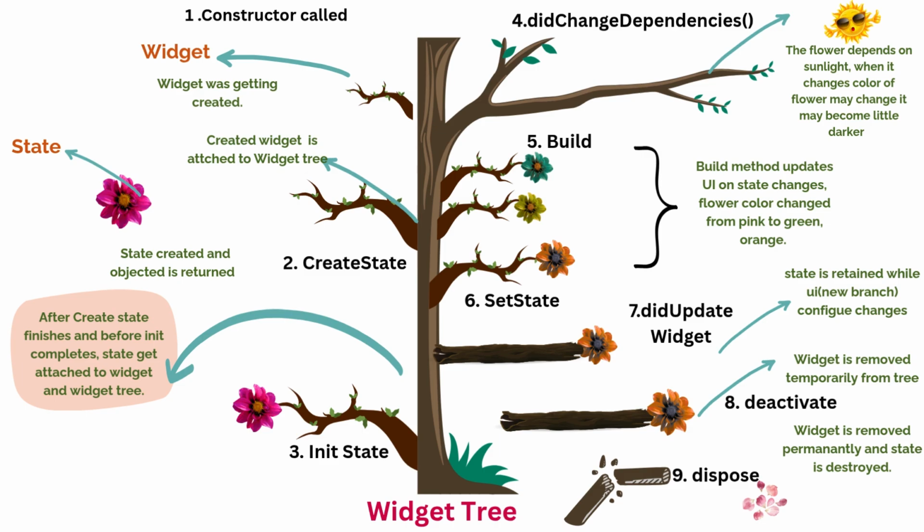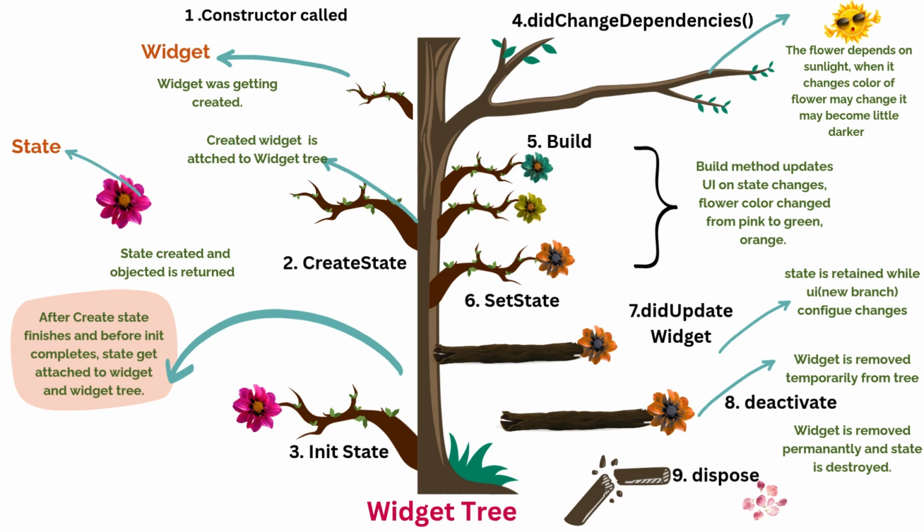Let's move on to another method, didChangeDependencies. As the name suggests, it is called based on changes in dependencies. But what kind of dependencies? In this example, let's consider this tree or the flowers. They depend on sunlight. When there is scorching heat, because of that heat, the color of a flower may change or fade a little bit or turn darker. In the case of Flutter, it depends on inherited widgets, like Theme.of, MediaQuery.of. Whenever these change, only then this method gets called. So didChangeDependencies gets called immediately after initState, and the second case is whenever an external dependency changes.